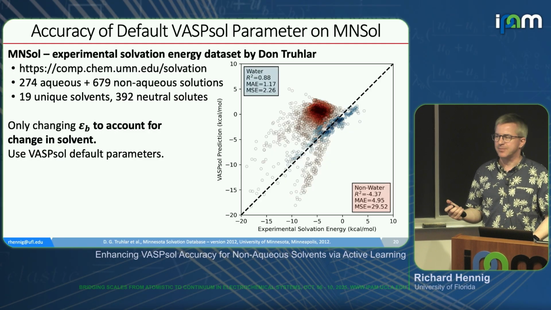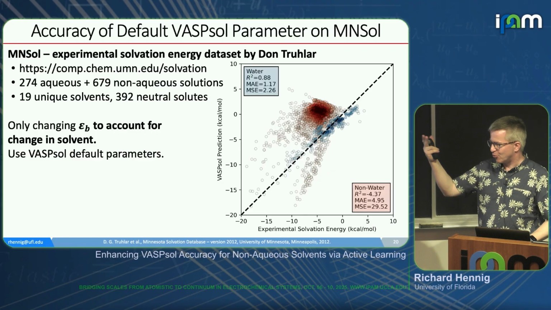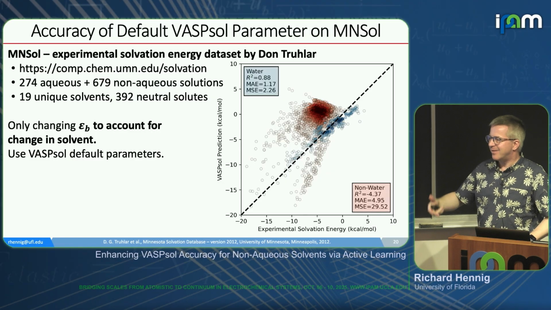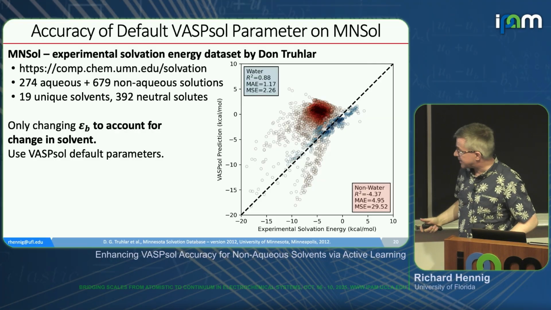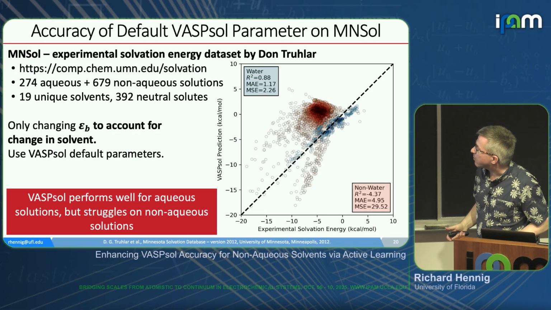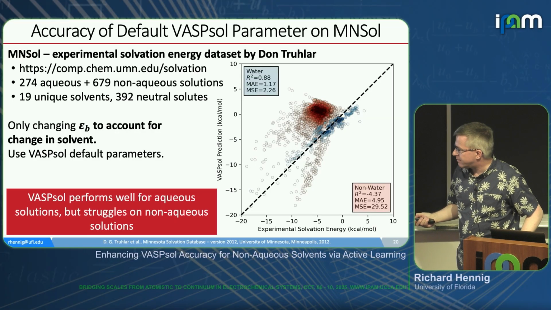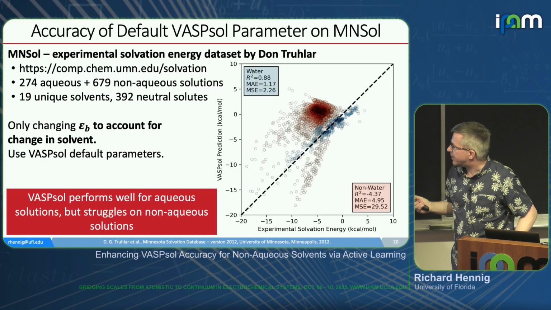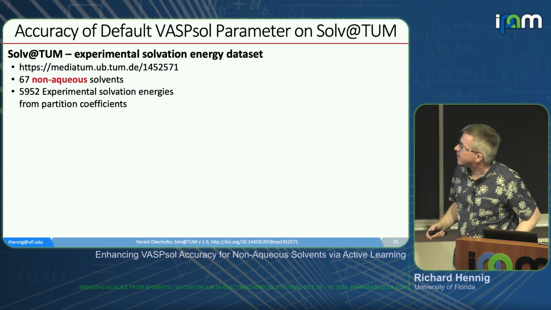We can't let people run VASPsol, or I guess VASPsol++, because you also don't have parameters for other than water, right? With this kind of information. We got to fix that. So very motivational, but very terrible. So fine for water. Don't just change epsilon for anything else. You got to do at least a little bit more.